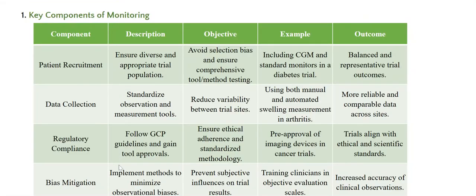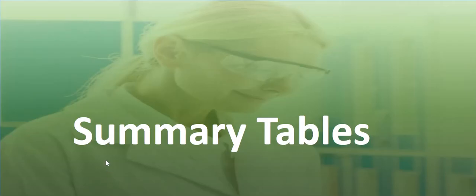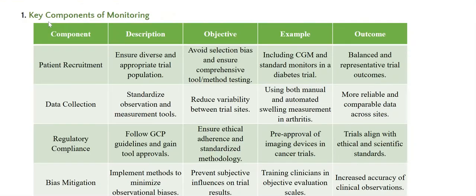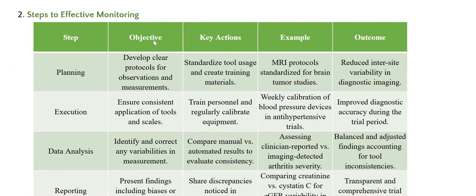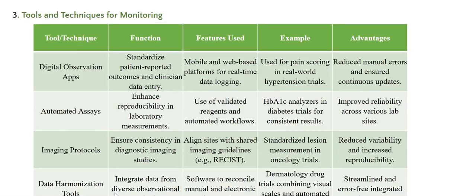Summary tables now. Next, we'll revise what we have covered through this lecture through some tables. We have a table on key components of monitoring: component, description, objective, example, outcome. Components: patient recruitment, data collection, regulatory compliance, bias mitigation, consistency assurance. Then we have another table on the steps to effective monitoring: step, objective, key actions, example, outcome. Steps: planning, execution, data analysis, reporting, and risk mitigation.